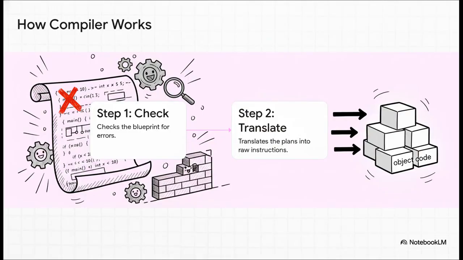The whole process is really a two-step dance. First, a good compiler acts like a proofreader. It scans the entire blueprint for any mistakes. And it is picky. A missing semicolon to you and me is a tiny typo. To a compiler, it's like a wall that doesn't connect to anything. Once it's sure the plan is solid, it translates everything into something we call object code. Now, this isn't the final program yet. Think of it more like a set of perfectly prefabricated walls and beams, all ready for assembly.